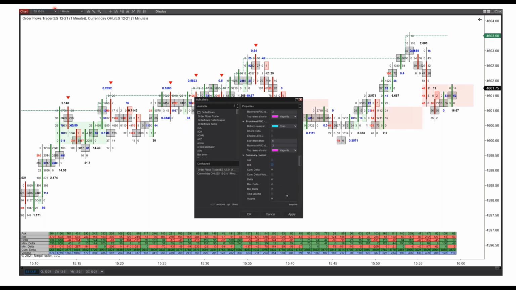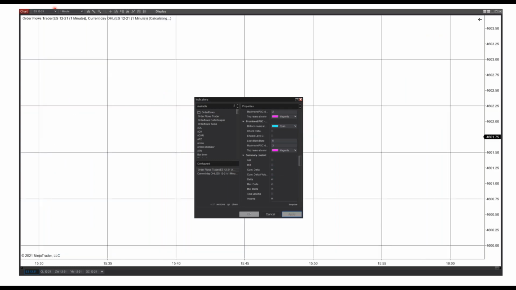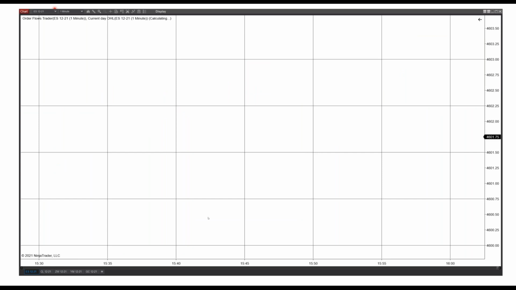Actually, I could probably just, or I could just show you on a bar chart with the Delta Scalper. Probably easier. Let me close this down. Just give it a second here. So again, what time is it now? It's 4:10. Yeah, just give it a second here for this chart to come up.